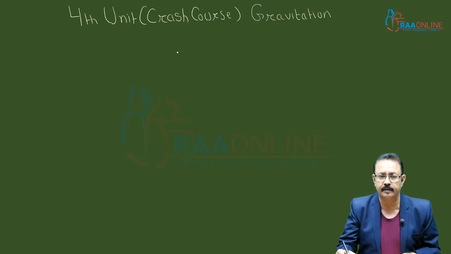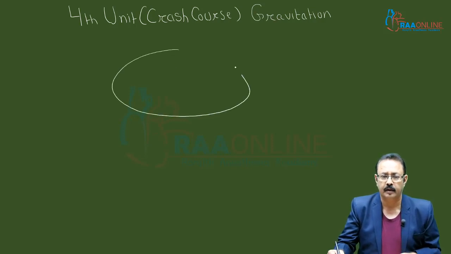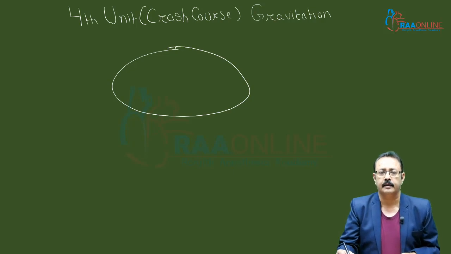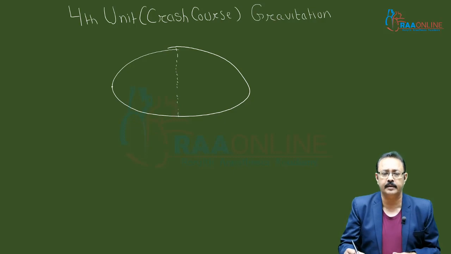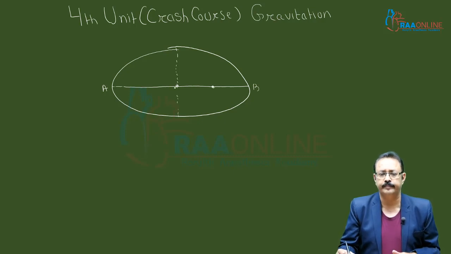You know what an ellipse is. This is the minor axis and this is the major axis. This is the center. Two focal points are there at the same distance from the center, one on the left hand side and one on the right hand side. You see, the sun is situated at one of its foci.